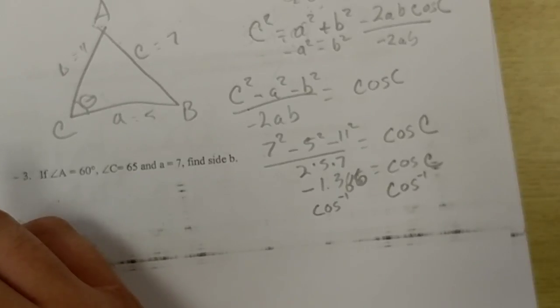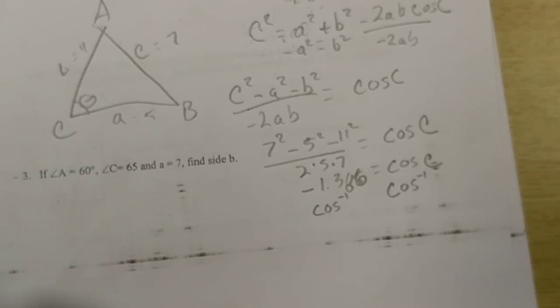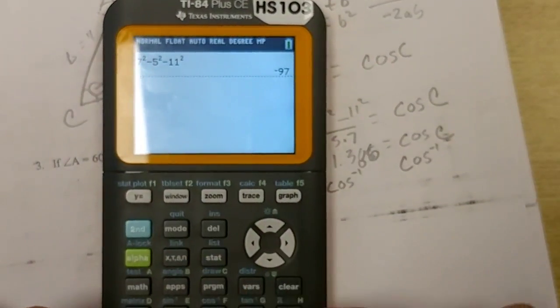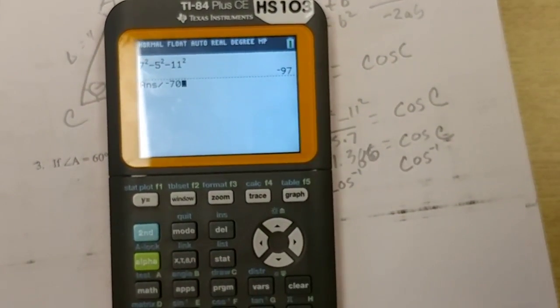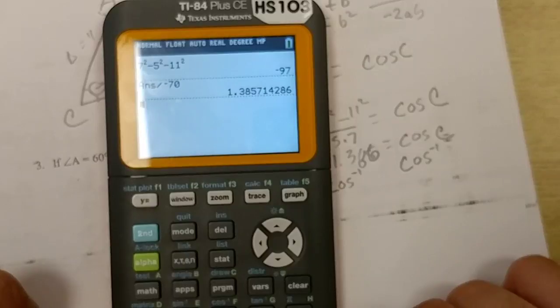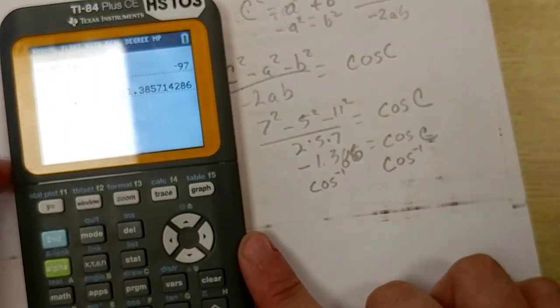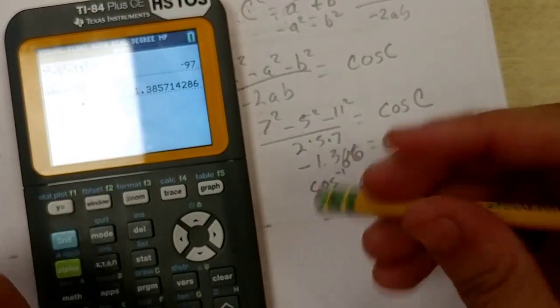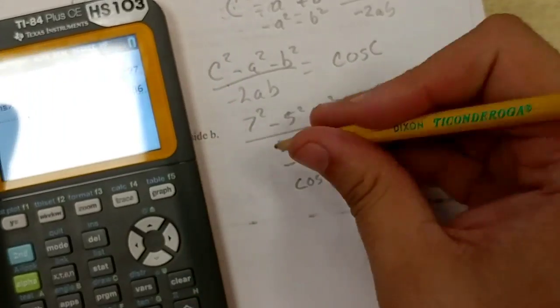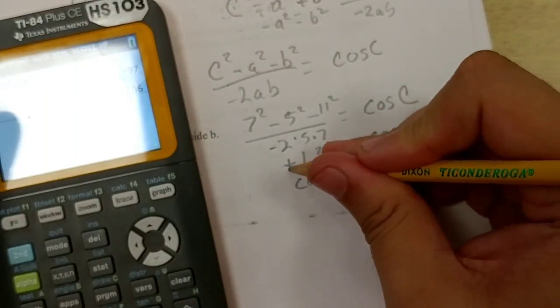Well, cosines is -2ab. Did I forget something? No, I subtract A, I subtract B. Oh, I forgot what I did. So I'll tell you what I did. I forgot to divide by -70. So that should be a positive 1.38, because it's -2 times A times B.